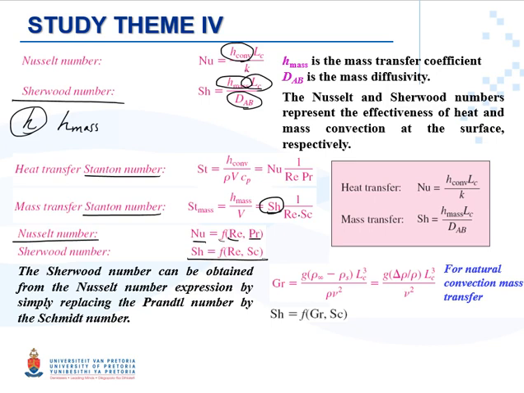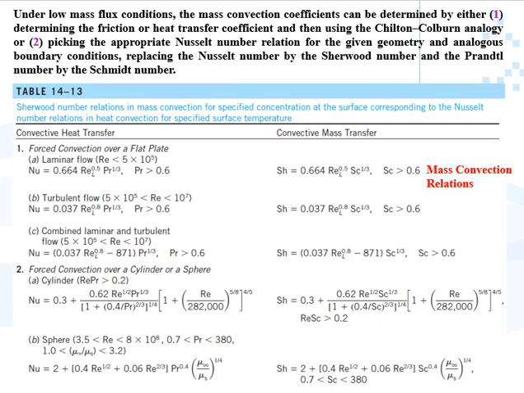If we go to the table, if I'm not mistaken, yes, here, but we are going to come back and explain it. But if you look at table 14.13, there are different scenarios. For example, forced convection over a flat plate. If the flow is laminar, there is a Reynolds and Prandtl, there is a Nusselt.